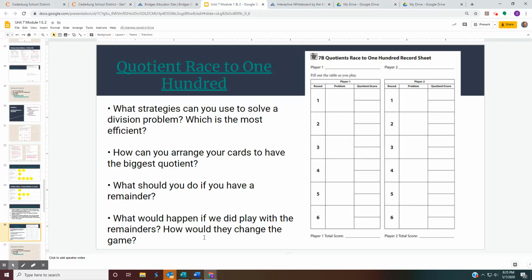And what happens if we did play with the remainders? How would it change the game? It'll just make it a little bit more difficult because you'd have to have the remainders written as a fraction, right? And you put the remainder over the divisor and then you reduce. Okay.